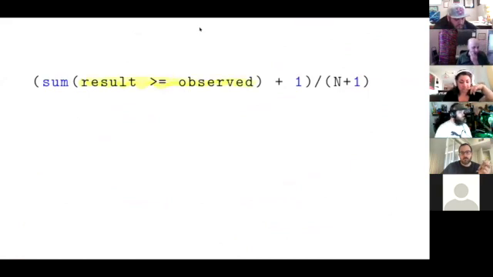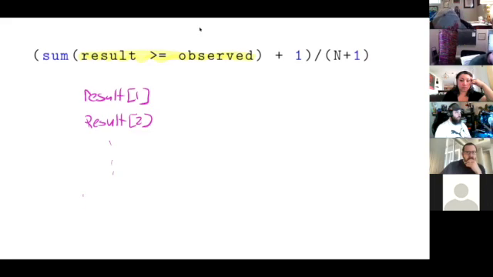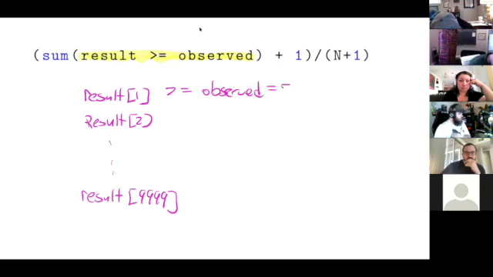This is a true false operation in R. So rather than give you a number, it gives you 1 if it's true, and it gives you a 0 if it's false. So keep in mind, result is a vector of all of these differences. Okay, observed was the actual difference that we had of 5.2.